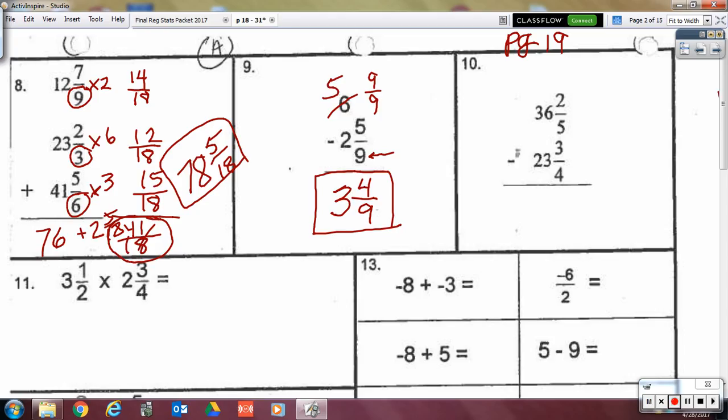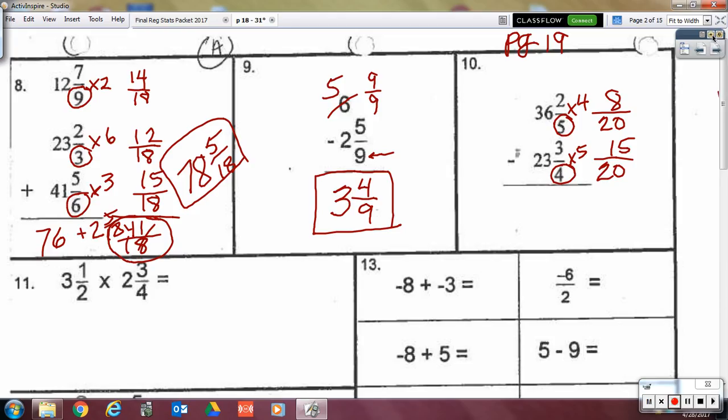All right, here's another problem where I'm adding and subtracting. So what do you have to say about that? I need a common denominator. So between 4 and 5, my common denominator should be 20. So I'm going to multiply by 4 and I get 8. I'm going to multiply by 5 and I get 15. And what do we see?